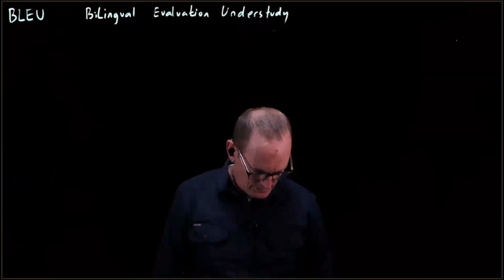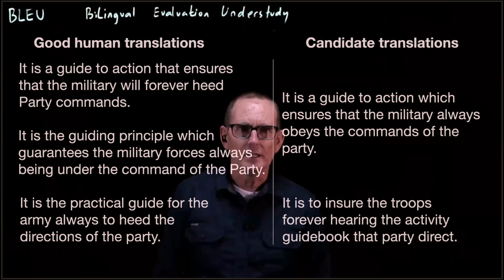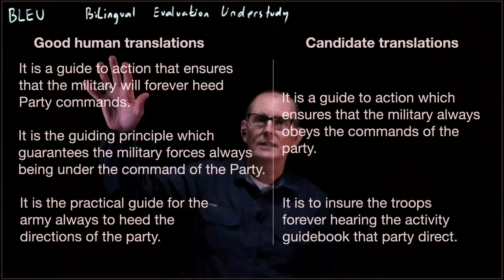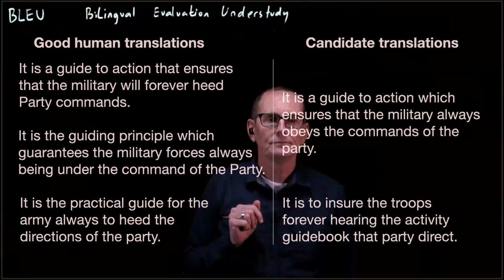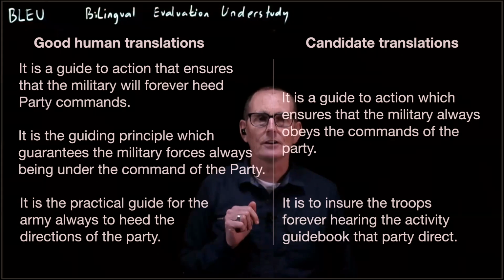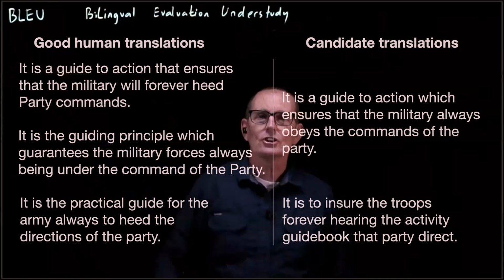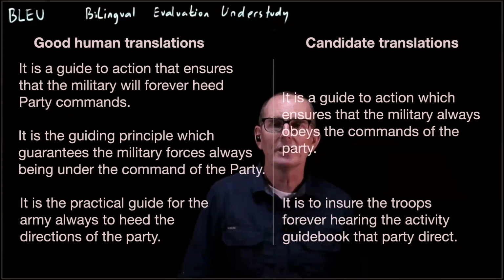So let's look at some sentences. So let's say these are some human translations. This is from Chinese, okay? And we don't have the original Chinese here. Okay, that's not going to be necessary for us to do our computations of this BLEU score. So we've got one translation. It's a guide to action that ensures that the military will forever heed party commands.